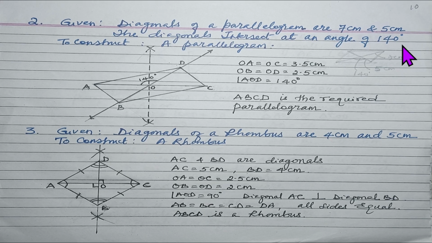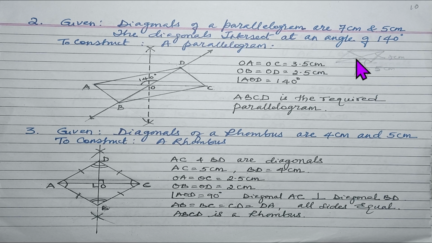Now coming to the next example, we are given the diagonals of a parallelogram as 7 centimeters and 5 centimeters. The diagonals intersect at an angle of 140 degrees. Please understand, the diagonals are given and the angle formed between those two diagonals is also given, and we have to construct the parallelogram.